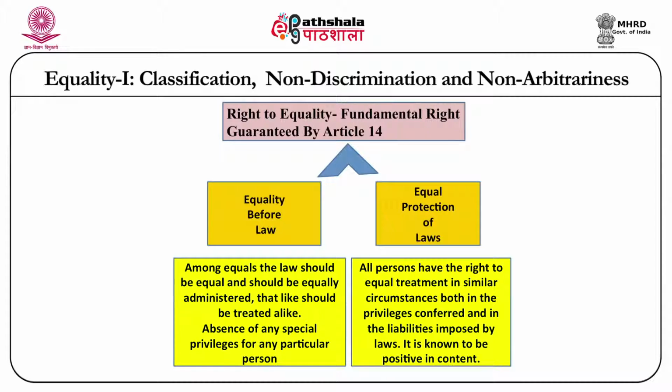The phrase equal protection of laws is based on Section 1 of the 14th Amendment of the Constitution of the United States of America, adopted on July 28, 1868, which runs as: "Nor shall any state deny to any person within its jurisdiction the equal protection of laws." This phrase is interpreted to mean subjection to equal laws applying to all in the same circumstances. All persons have the right to equal treatment in similar circumstances, both in the privileges conferred and in the liabilities imposed by laws. It is known to be positive in content. Thus, the phrase equal protection of laws lays down the rule that like should be treated alike and not that unlike should be treated alike.